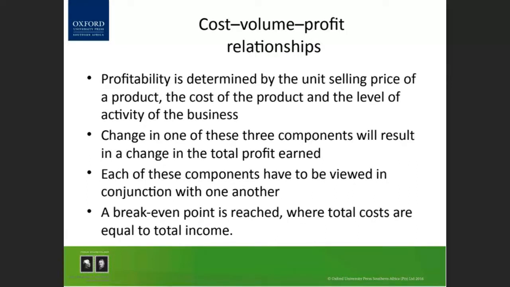A change in one of those three components, that is the unit selling price, the costs of the product, and the level of activity, will also have an effect on the total profit that can be earned. And these are interconnected, as I said. To calculate sales, obviously, you look at the number of units sold, then you multiply by the price per unit.